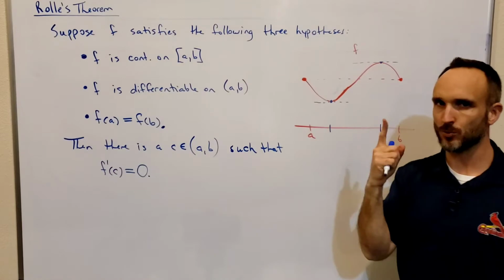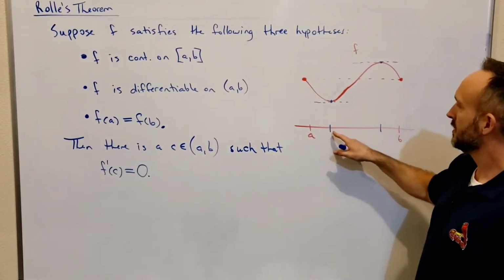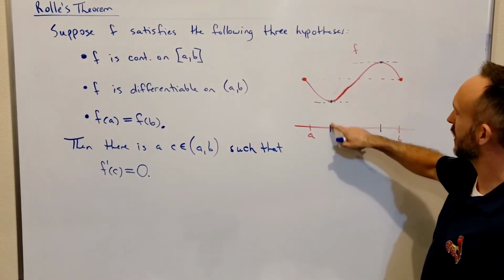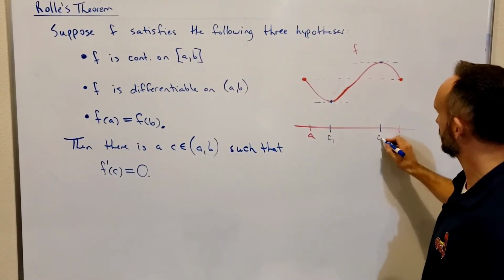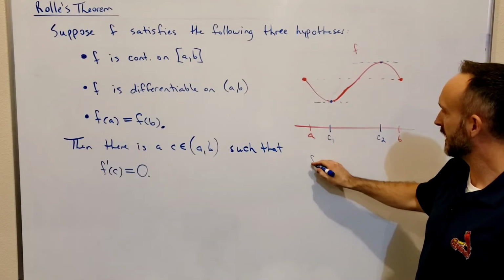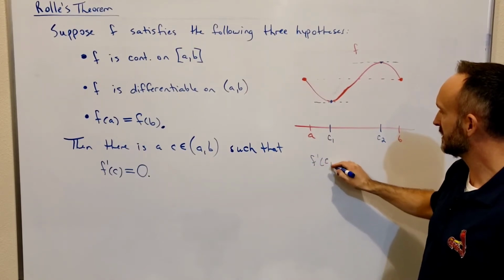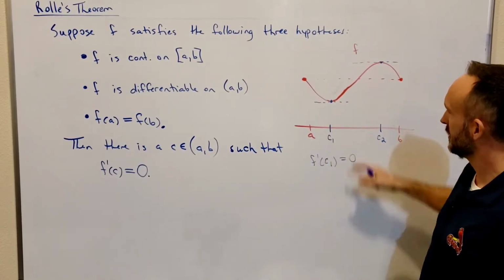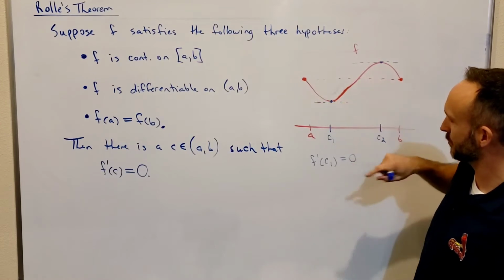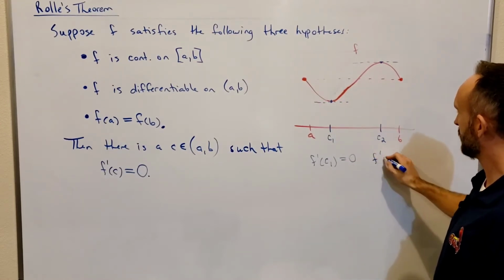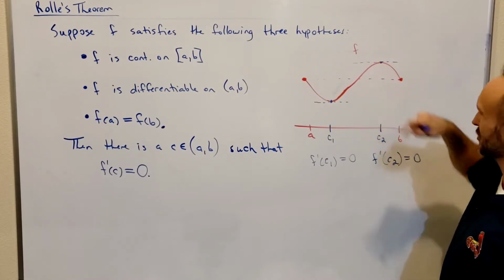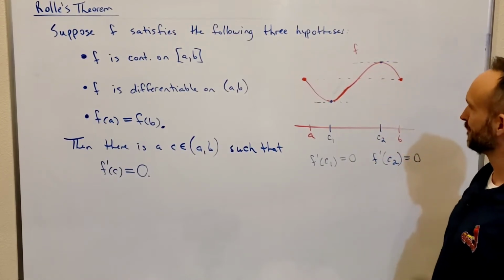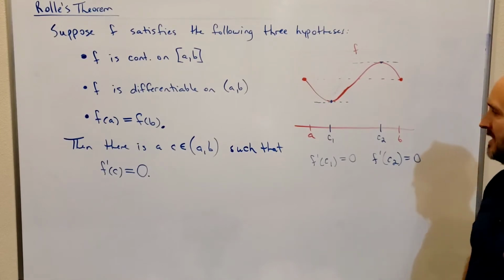Rolle's theorem guarantees one, and there might be more, two c values for which f prime of that c value equals 0. So we could call this c sub 1 and this c sub 2. If you look at f prime at c sub 1, that would be 0 because the slope of the tangent line at c sub 1 is 0. And f prime of c sub 2 is also 0 because the slope of that tangent line is also 0. So Rolle's theorem guarantees this.